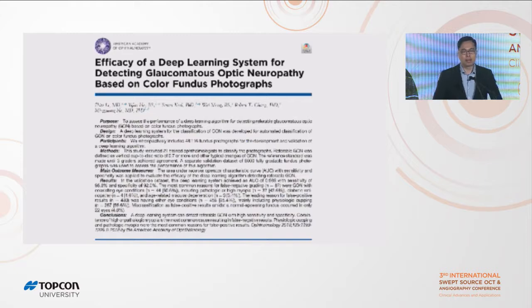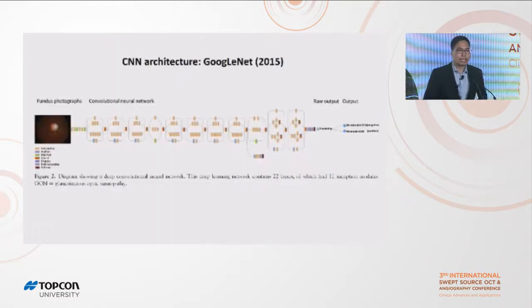And then we have another paper. This paper was published in Ophthalmology and is done using data collected from China, using fundus photographs to detect glaucoma. Again, it's a very simple neural network determining whether there is or there is no glaucoma using fundus pictures. And in this paper, they use the GoogleNet, which is another kind of CNN. The architecture is a little bit more complicated.